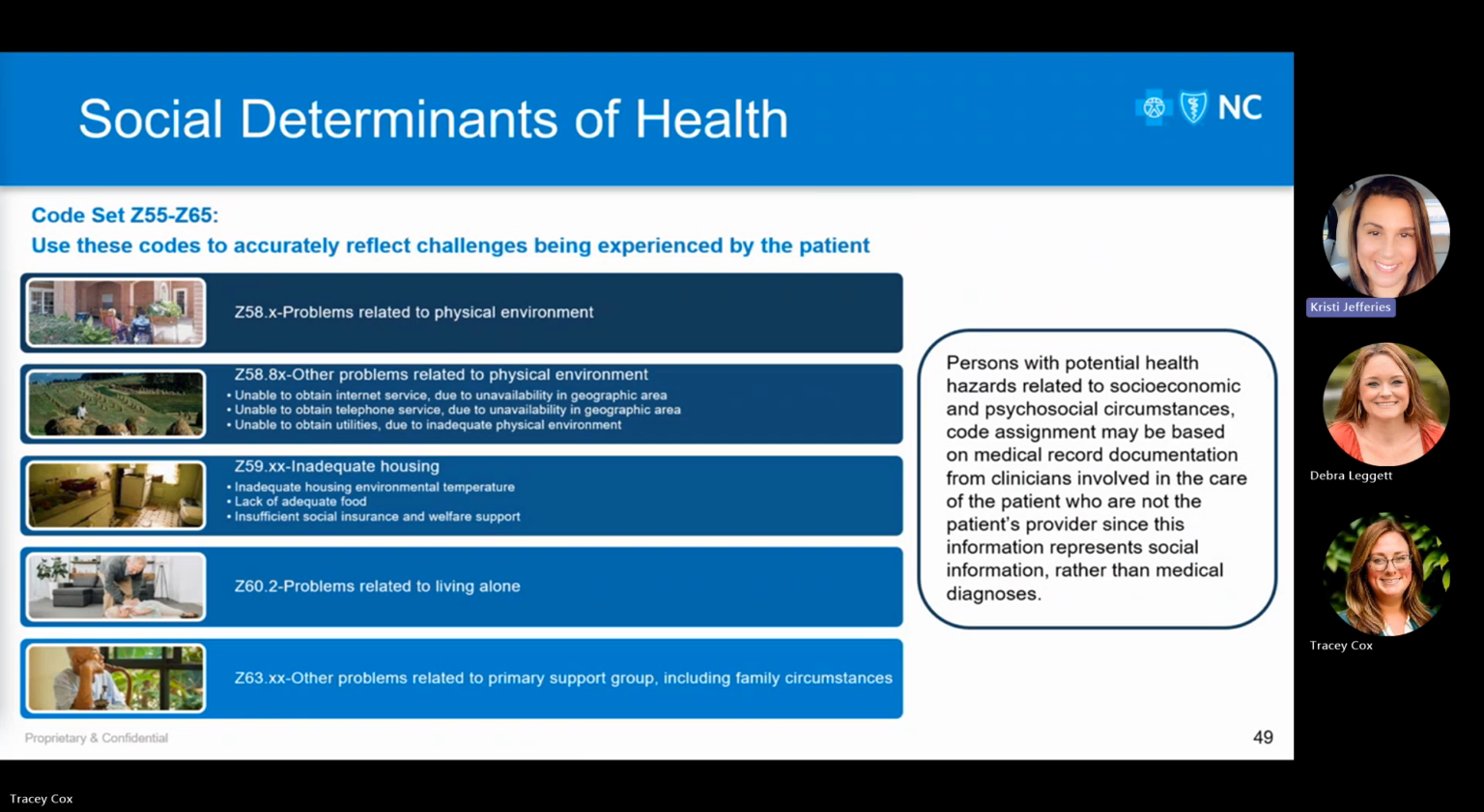Social determinants of health code assignment can be based on documentation from non-provider clinicians. For example, coding professionals may utilize documentation of social information from social workers, community health workers, case managers, or nurses if their documentation is included in the official medical record. Detailed interviewing of these patients and their caregivers is important when trying to keep them safe at home.